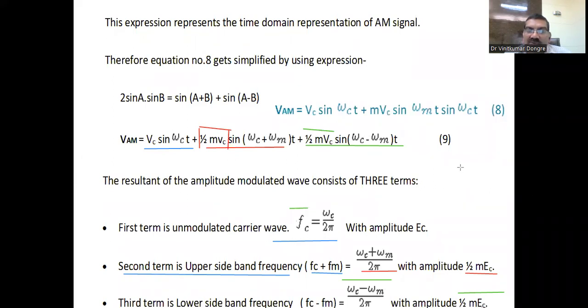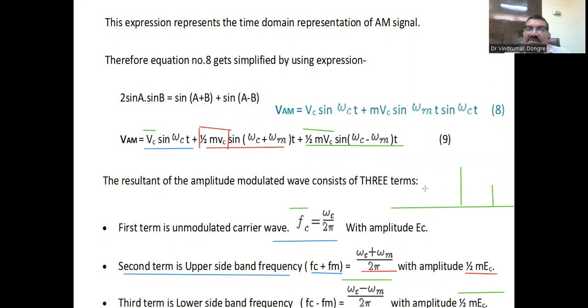So if I represent the frequency, it will become this way. One is my FC, the center frequency. This is FC, and I have taken this as the frequency reference. So the first component is FC. What is the amplitude of FC? VC. Here is VC, its amplitude is VC. What is the second component? FC plus FM. So on the positive axis, this second band FC plus FM will come. What is its amplitude? 1/2 MEC, so it will be less than this. What is the third?